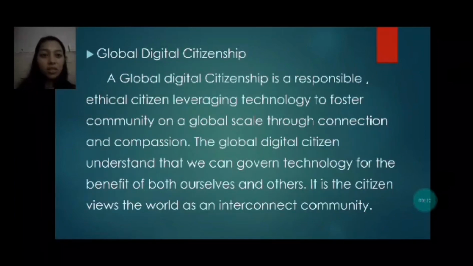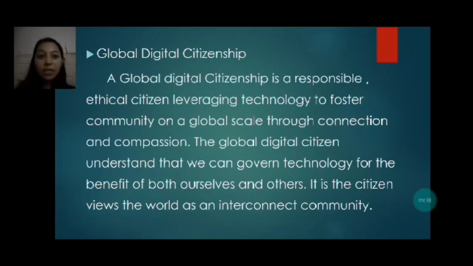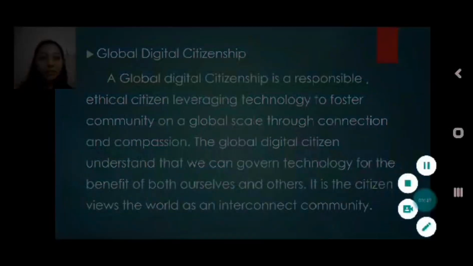Global digital citizenship is a responsible, ethical citizen leveraging technology to foster community on a global scale through connecting and compassion. The global digital citizen understands that we can govern technology for the benefit of ourselves and others. It is the citizen who views the world as an interconnected community.